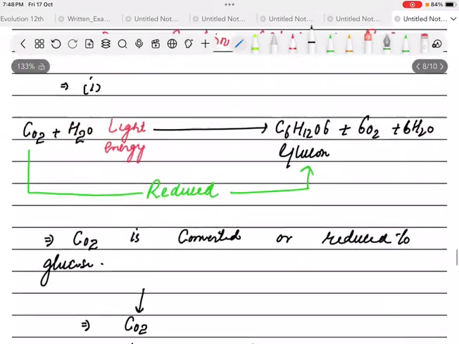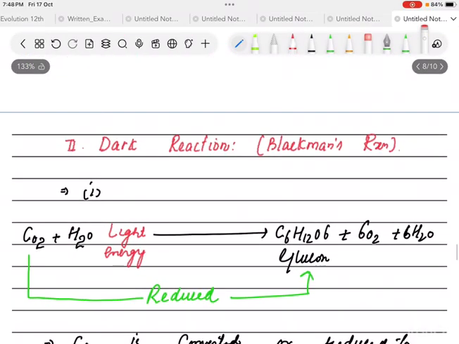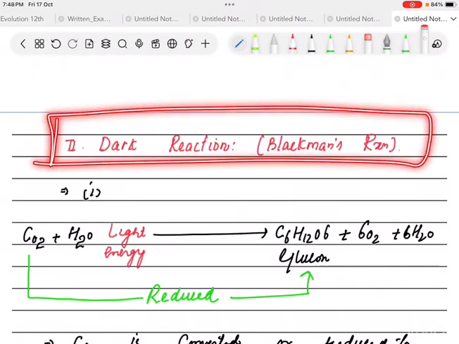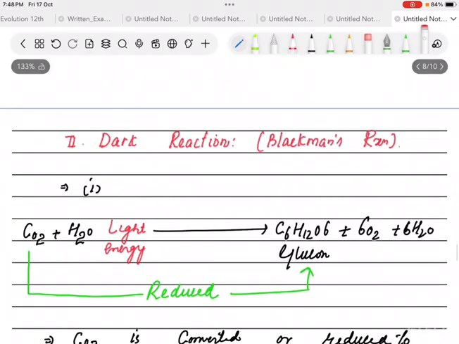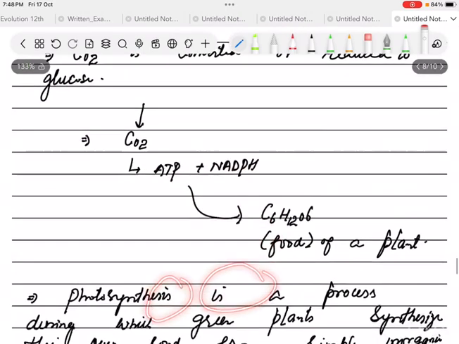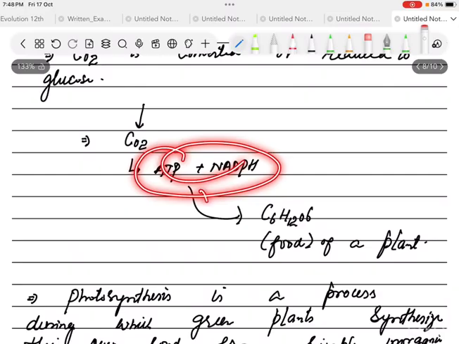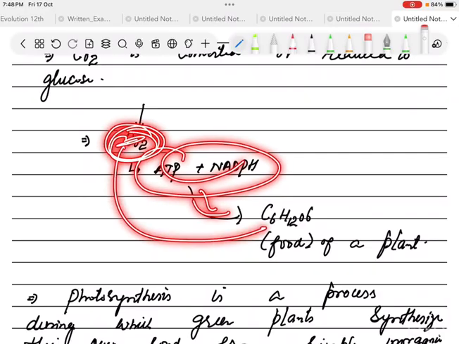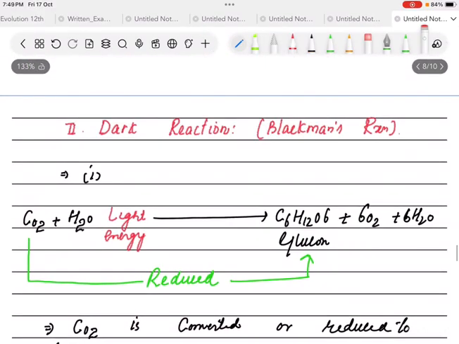Now, what happened during the dark reaction? This dark reaction was known as Blackman's reaction as well. Why is it called a dark reaction? Because there is no requirement of any light source there. We only need the products of the light reaction. What were the products of the light reaction? The first one was ATP and the second one was NADPH. And these two products were used for converting carbon dioxide, a simple inorganic molecule, into an organic molecule, that is glucose, a type of food for a plant.